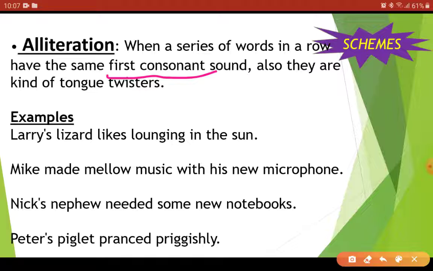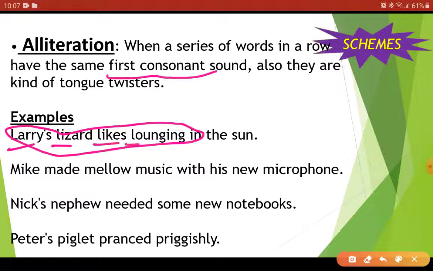Larry's lizard likes lounging in the sun. You can see the four words of the statement: Larry, lizard, likes, and lounging. The first consonants of these four words are repeating continuously. So this will come into this category. Also, all the tongue twisters that you have ever heard come into this category, that is alliteration.